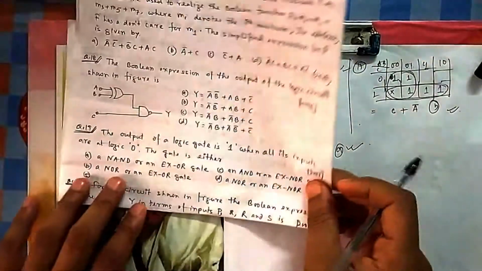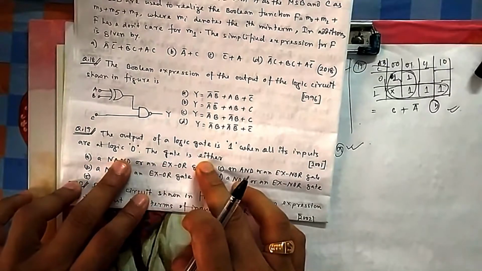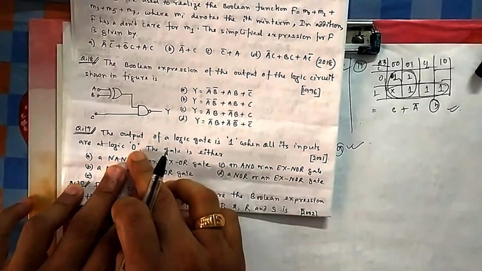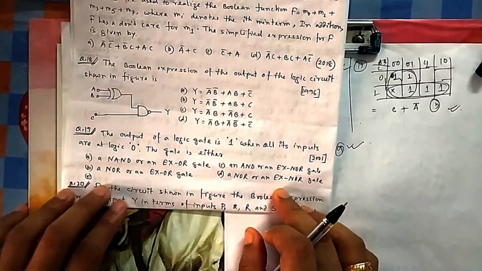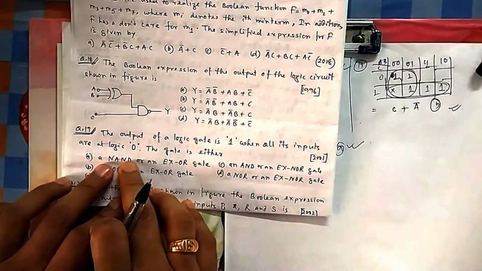Okay, now you come to 19. The output of the logic gate is 1 while all its inputs are 0. Find the gate. So NAND: if you give both 0, the output should be 1. That is the condition for both the gates. If you give NAND 0, 0, then the output is 1.